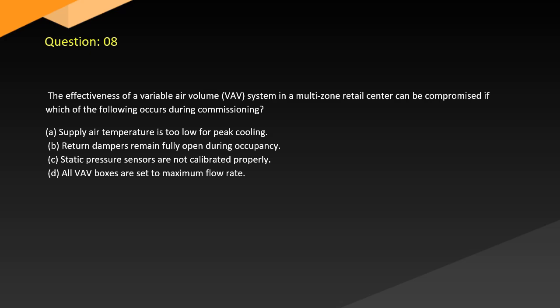Question 8. The effectiveness of a variable air volume (VAV) system in a multi-zone retail center can be compromised if which of the following occurs during commissioning? A. Supply air temperature is too low for peak cooling. B. Return dampers remain fully open during occupancy. C. Static pressure sensors are not calibrated properly. D. All VAV boxes are set to a maximum flow rate.